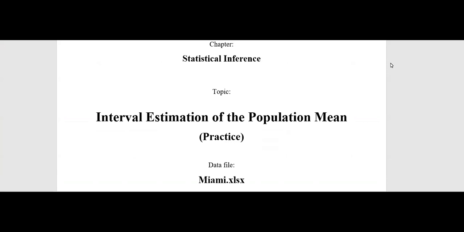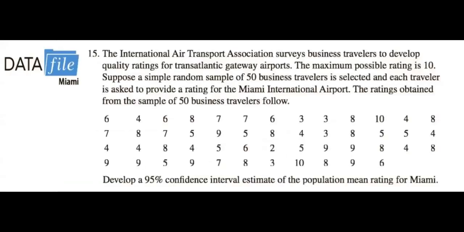In this video, we're going to solve one practice assignment on the interval estimation of the population mean. We're going to solve question number 15 from chapter 6. In this question, we have the list of 50 business travelers' ratings of Miami International Airport, and we want to develop a 95% confidence interval estimate for the population mean rating for the international airport at Miami. So here I have the data file.